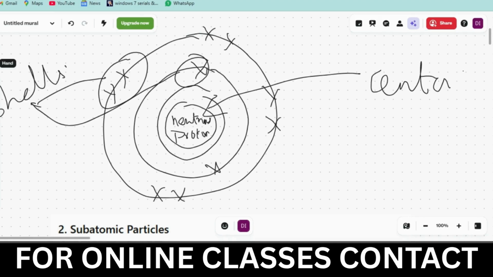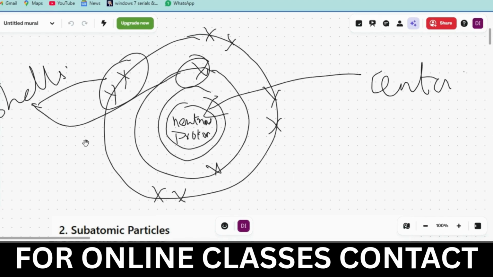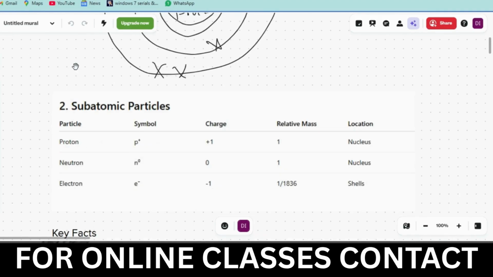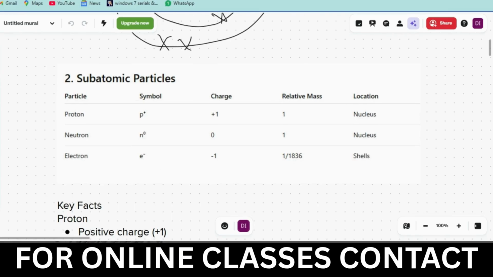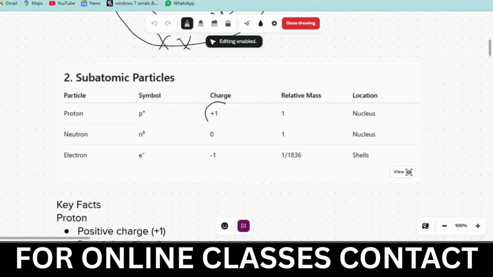Now, subatomic particles. So what are subatomic particles? First is the proton. Proton has a symbol of P plus. It has a plus one charge. That is the important thing you have to remember, a plus one charge. Relative mass is one, and it's inside the nucleus.